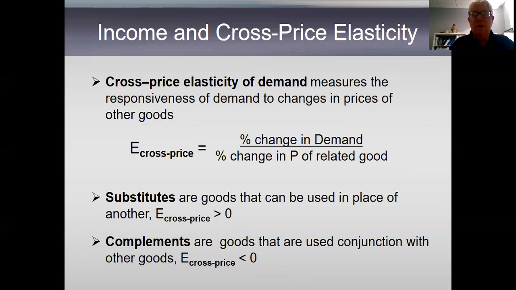Now, here we can talk about the relationship between the goods. Are they substitutes? In other words, is this Coke versus Pepsi? In that case, this cross price elasticity will be greater than 1. Or are these complements, peanut butter and jelly, goods that are consumed together? In that case, the elasticity is going to be less than 1.